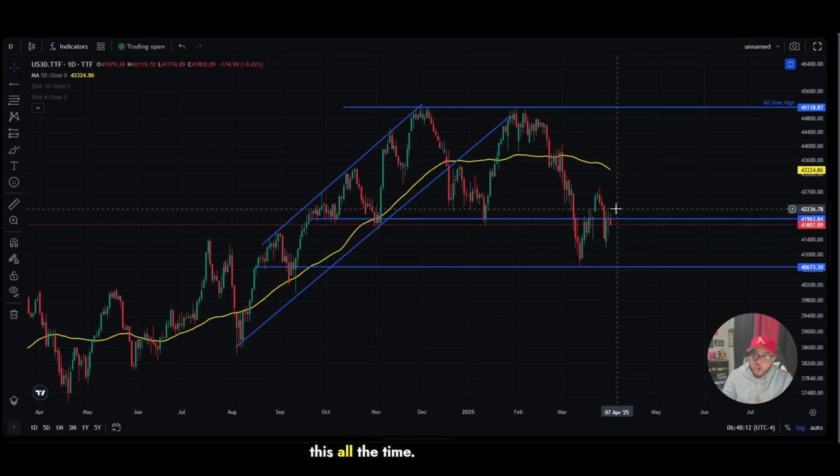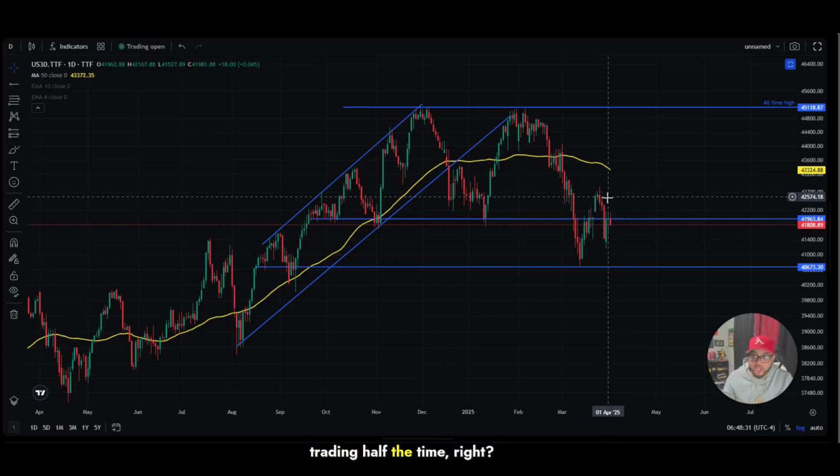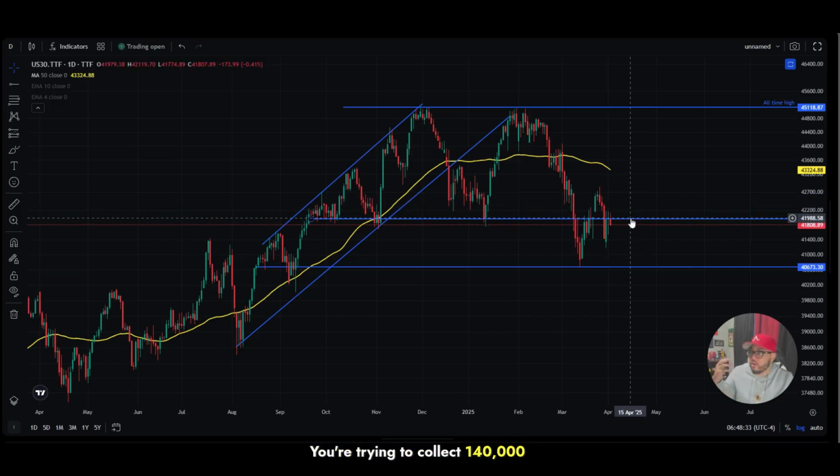Doesn't happen like this all the time. It also depends what your goal is in terms of how many pips you're trying to collect, how much money you're trying to make per day, right? Best advice for you there, get something that's more realistic, right? People want the chart to do what they want it to do instead of doing what the chart is giving you. And that's the problem with trading half the time, right? You're trying to collect 500 pips in a day. Every day is not going to give you 500 pips. Some days you might get 100 up, 100 down, 100 up, consolidate. So you got to be realistic with what you're looking to collect.